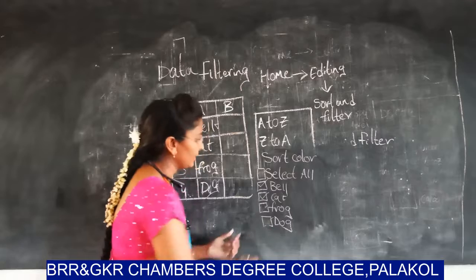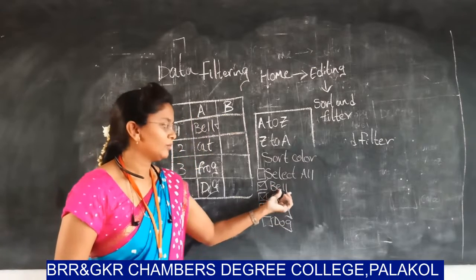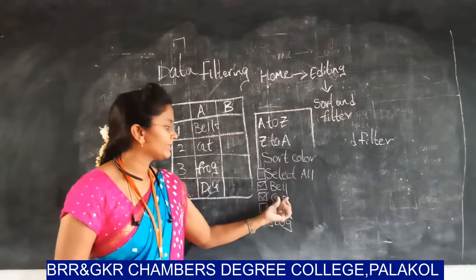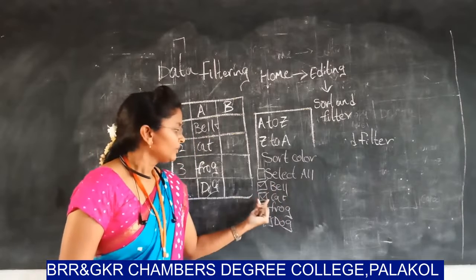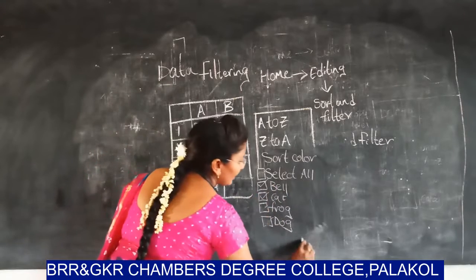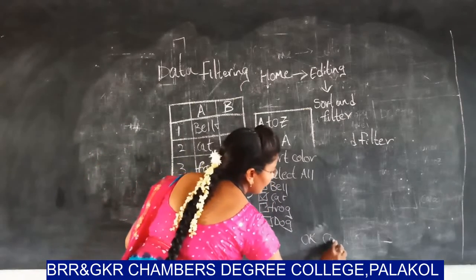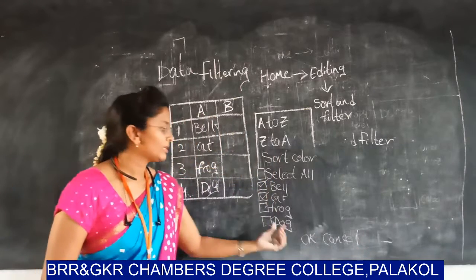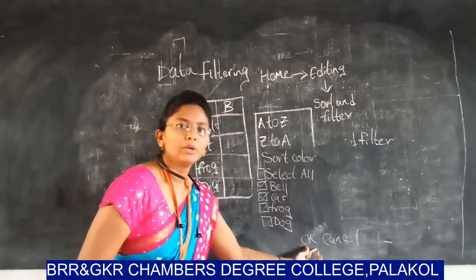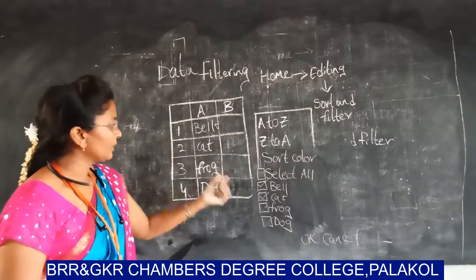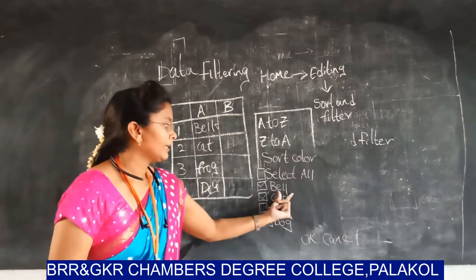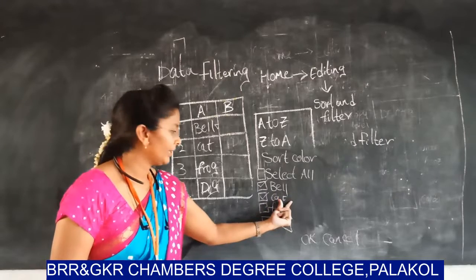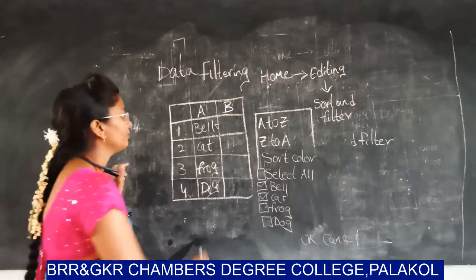I want to select only two items, that is bell and cat. I want to select this data and I am checking the checkbox over here, and at last OK button and cancel button will be appeared here. After checking these two options, click on the OK button. If you click on the OK button means then automatically whatever the selected data is appeared over here, that will be appeared at your Excel sheet.